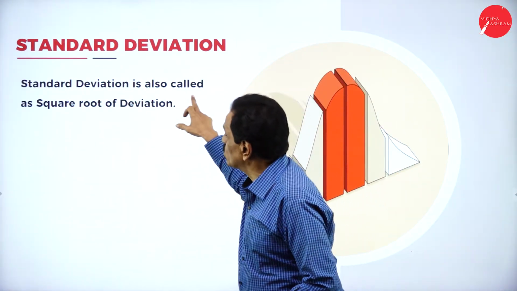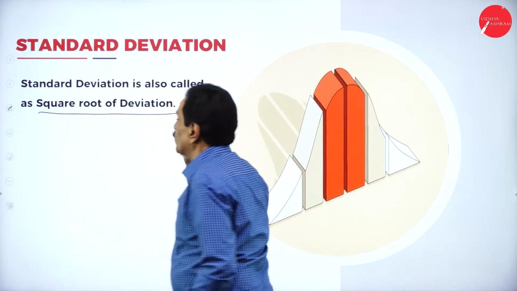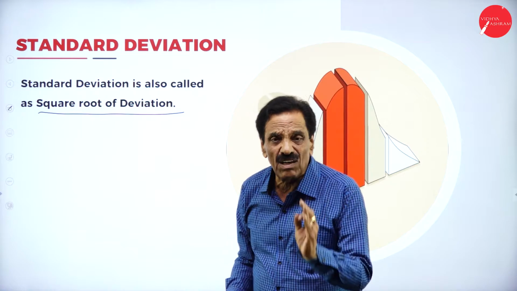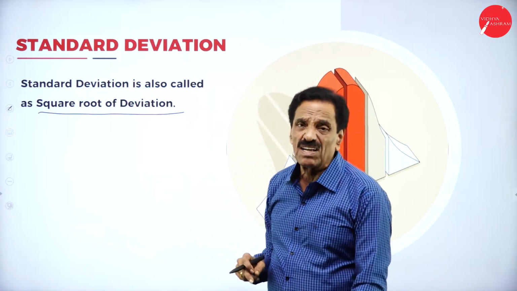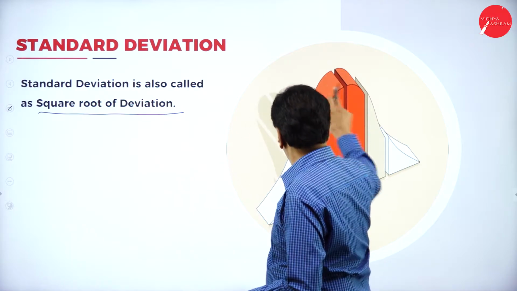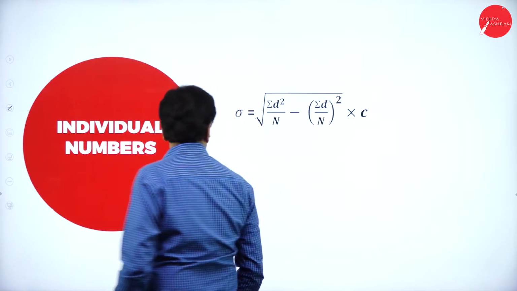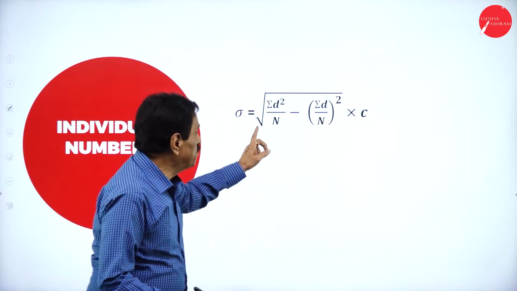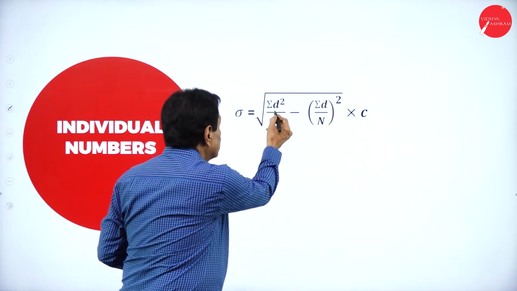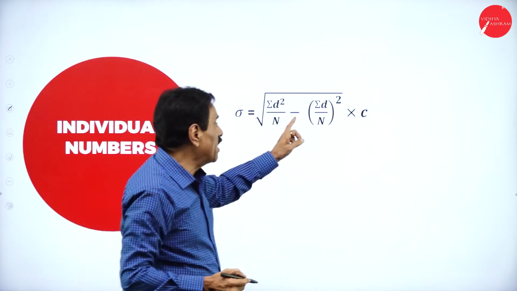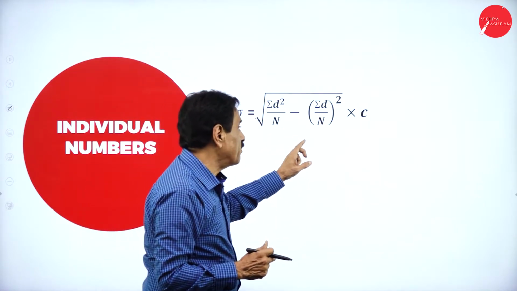Standard deviation is also called as square root of the deviation. Any square root of the deviation is called standard deviation. This is standard deviation method. We go for individual number, single number. Sigma d square, take the deviation and make the square. N is equal to number of items. Sigma d means whatever the deviation you take, add the figure, divide by the number of items.